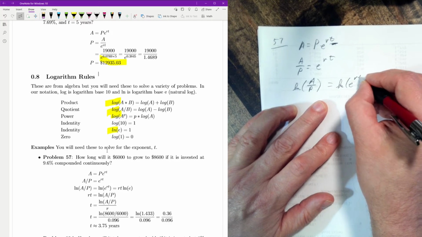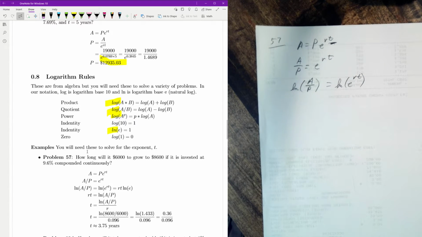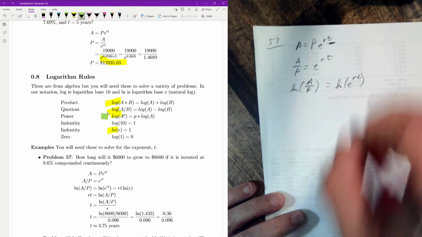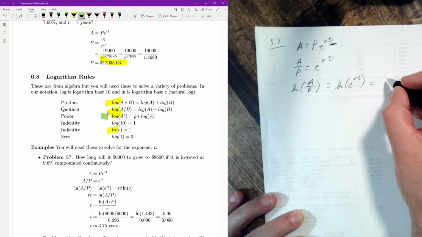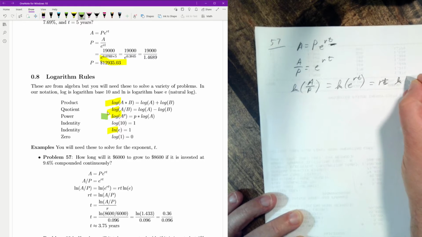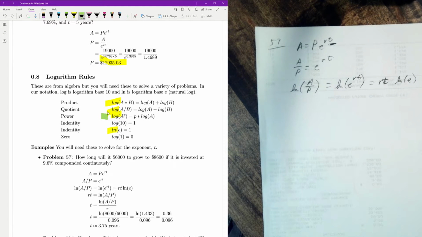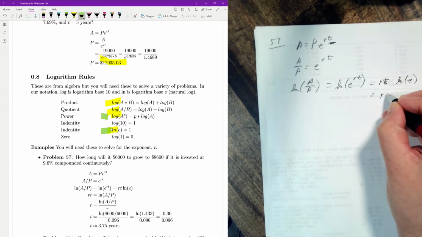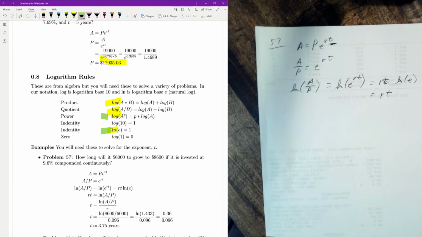And then we take a look at what some of our rules were. So the first thing we do is we apply, let me change colors here, we're going to apply the power rule to this side of the equation. So we have RT ln of e. And then we're going to apply the identity rule. So this equals RT. Are we okay with that so far?